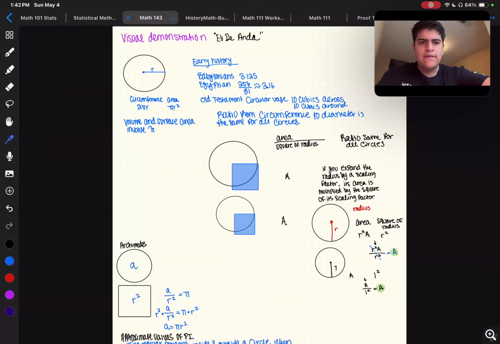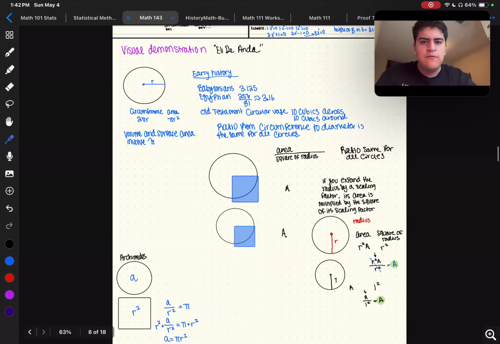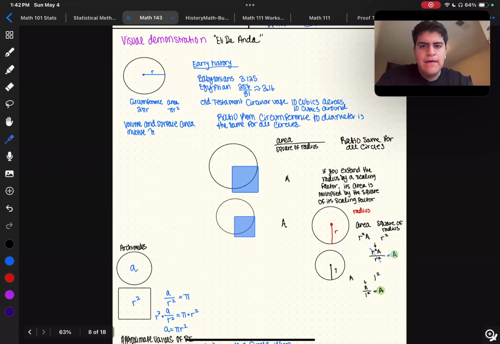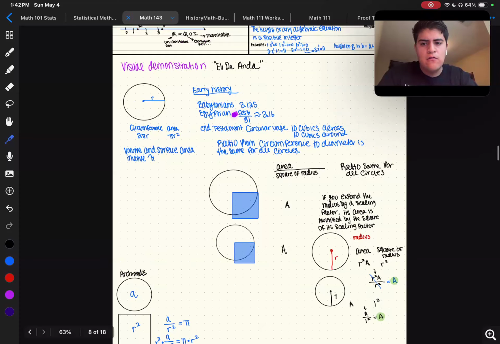Here we have some demonstrations of some little research that I was doing on the history of this value. The Babylonians found an approximation of 3.125, while the Egyptians found this fraction of 256 over 81, which is equivalent to 3.16. And the Old Testament in the Bible had a circular usage of 10 cubits across and 30 cubits around. The ratio from circumference to diameter is also the same for all circles.